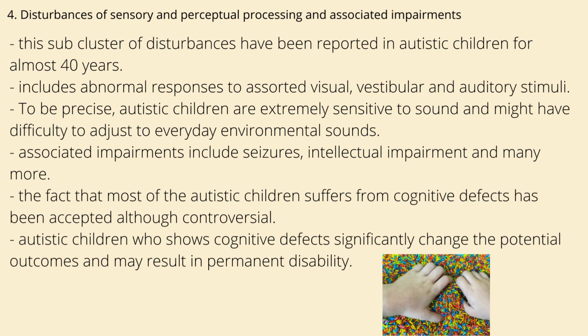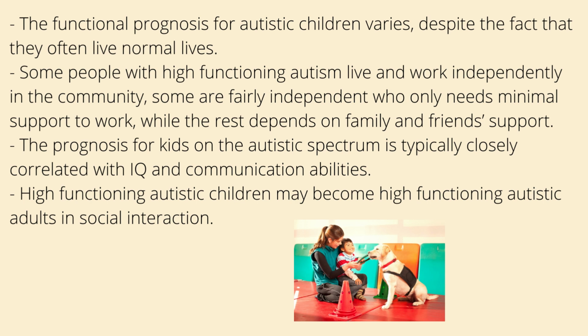The fact that most of the autistic children suffer from cognitive defects has been accepted, although it's controversial. Autistic children who show cognitive defects have significantly changed potential outcomes and may result in permanent disability. Now, for autism, the functional prognosis for autistic children varies despite the fact that they often live a normal life.